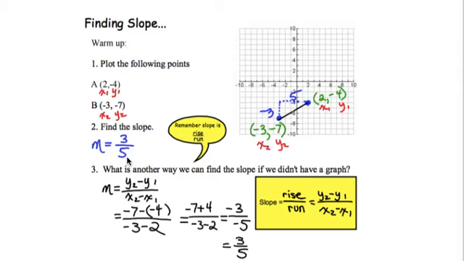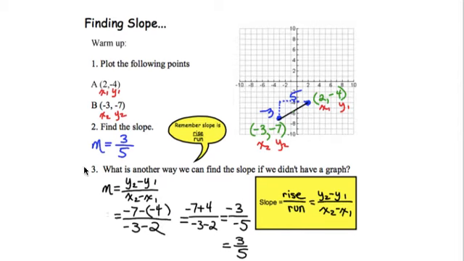If we don't have a graph, there's another way to find slope. The other way is this equation right here: m equals y2 minus y1 over x2 minus x1. So it's taking 2 points and subtracting them from each other.